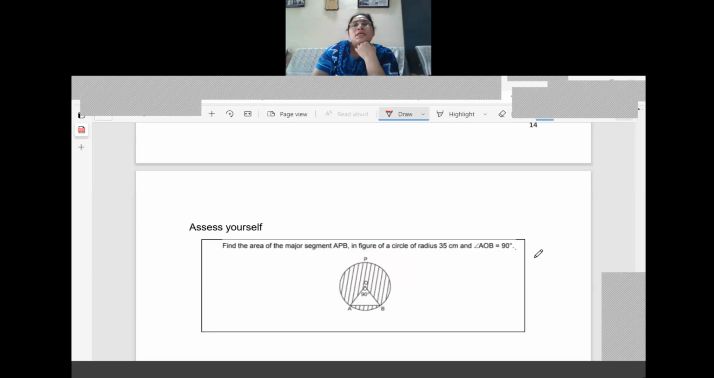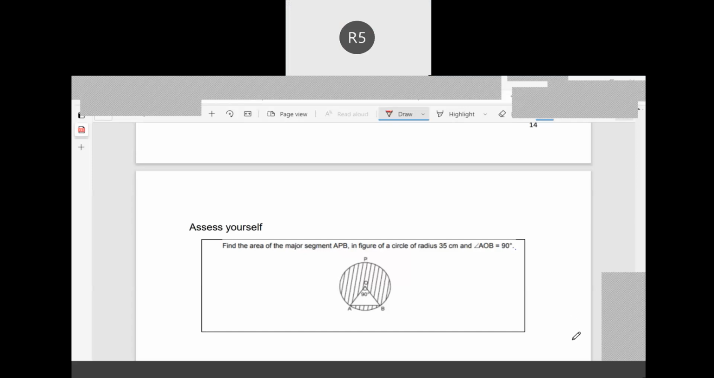What is given in the question? Anybody can answer? Yes, ma'am, radius and theta. Radius is given. Okay, good. Radius is 35 centimeter. What is the central angle? 90 degree, ma'am.